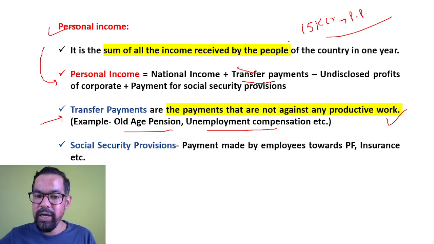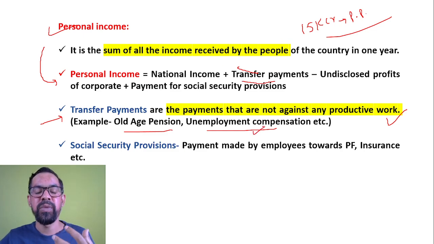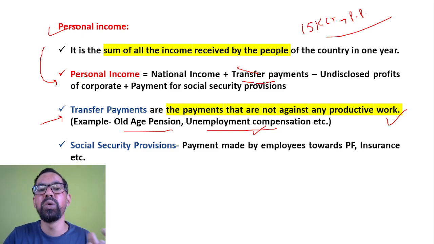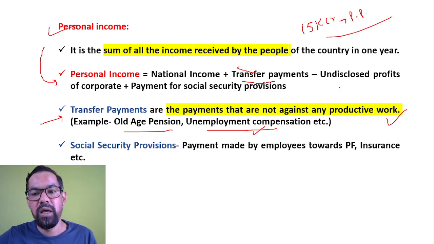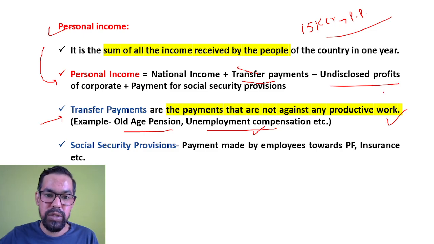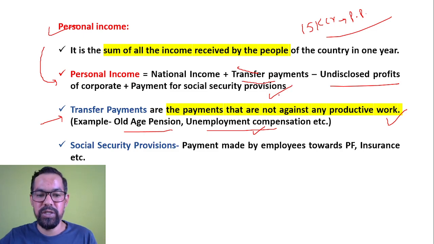So old age pension, unemployment. Let's say during COVID, the government of India came with a scheme where they gave money to people who were unemployed. So there is no contribution to the economy, but there is spending. So personal income is national income plus transfer payments minus undisclosed profit of corporate houses plus payment for social security provisions. Now undisclosed profit of corporate houses, they did some illegal thing in the market, they hid something.